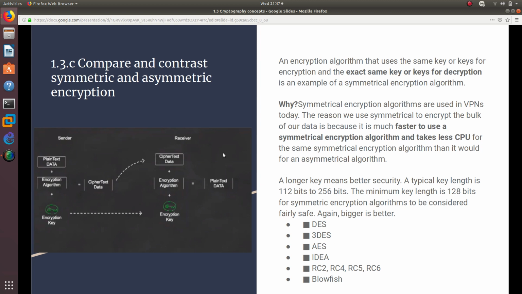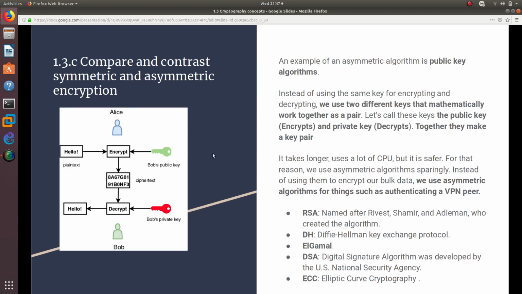So now let's move on to asymmetrical encryption. An example of an asymmetric algorithm is a public key algorithm. Instead of using the same key for encrypting and decrypting, we use two different keys that mathematically work together as a pair. The public key is the one that encrypts, and the private key is the one that decrypts. Together they make a key pair.